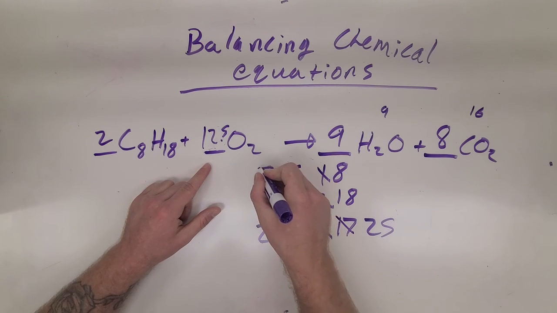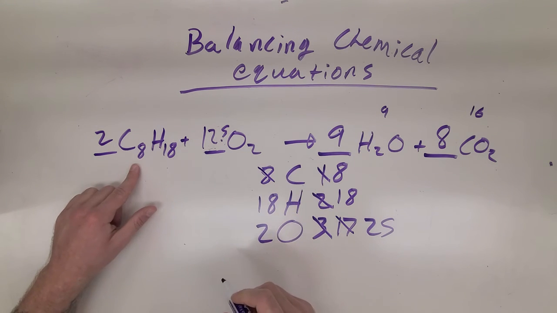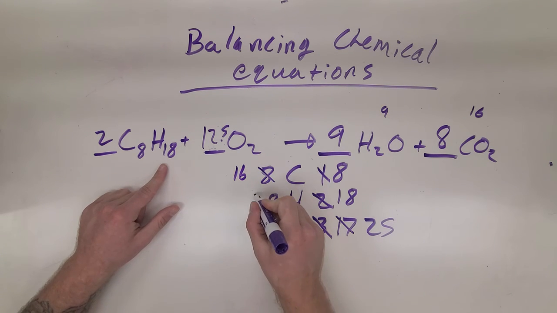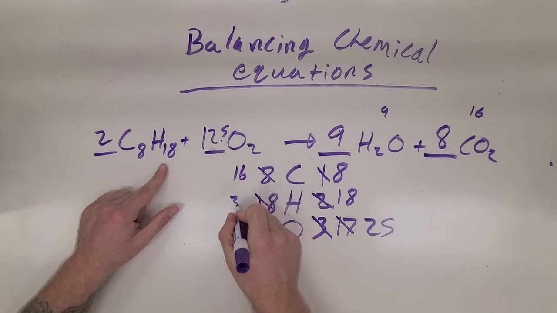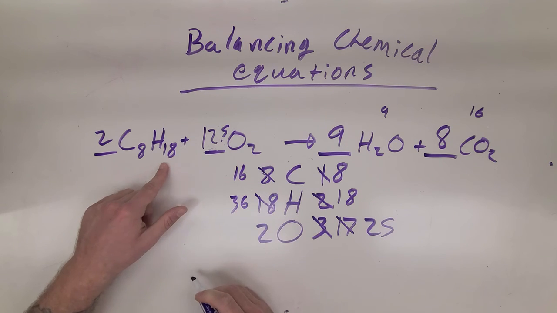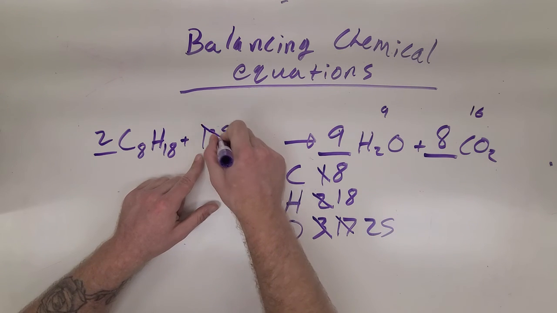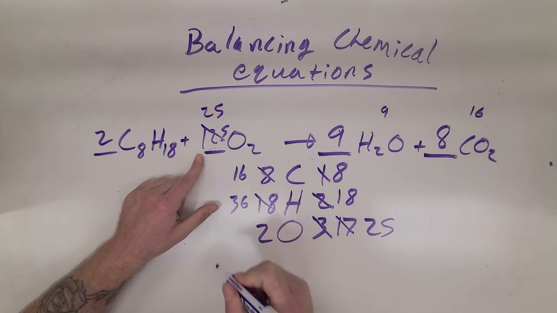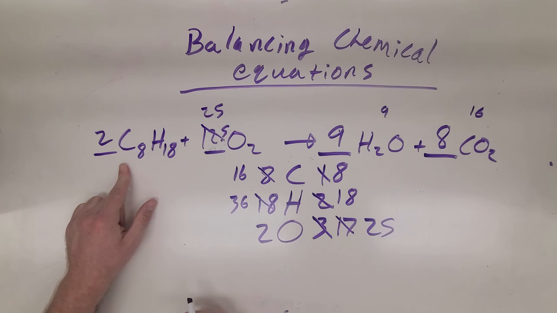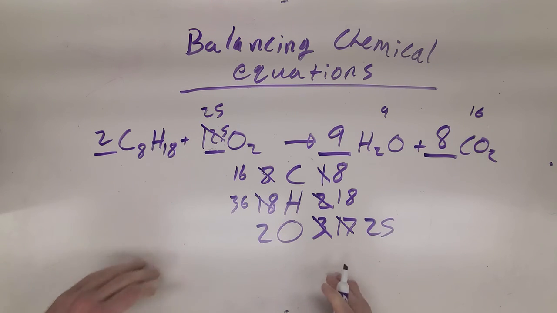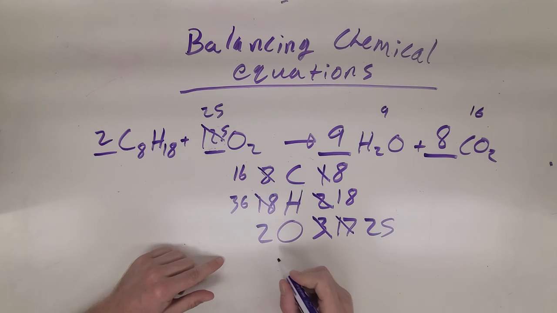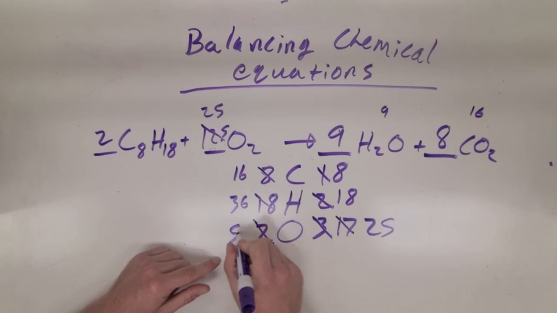That gives us 16. 2 times 18 gets us 36. We're going to double this 12.5 to 25 oxygen atoms. Wow, 2 octane pulls 25 oxygen atoms out of the air. Anyway, 25 times 2 gets us a total of 50 oxygen.